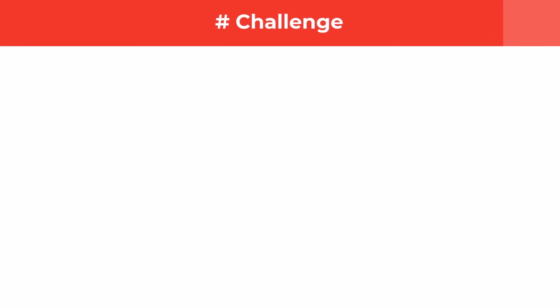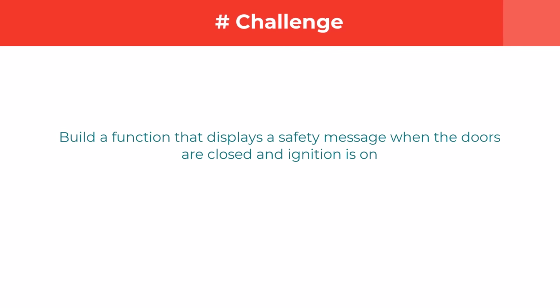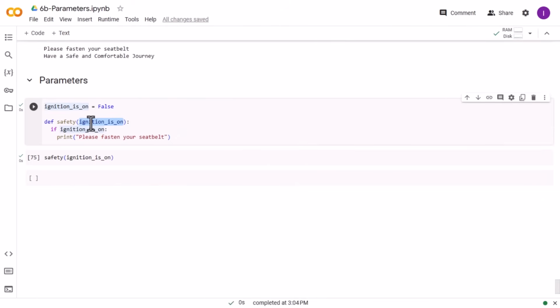Now it's time to have a quick challenge to test your understanding. In this challenge, I want you to build a function that displays the safety message when the doors are closed and ignition is on. So hit pause and take the challenge. Hopefully this went well for you. Now let's do it together.